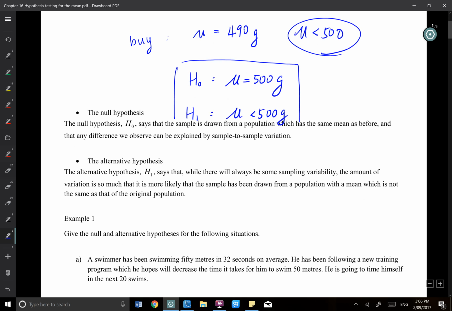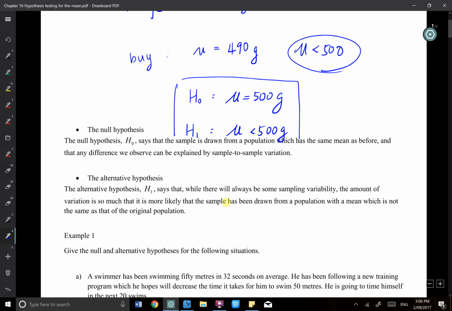So it's called the Null Hypothesis, the H0. The sample is drawn from a population, and the population has the true mean, which is the same mean as before. Any difference we observe, for example this 490, is explained as sample to sample variation. It's just your bad luck. You just get all the ones with a smaller weight. That's variance between samples, but your mu can still be 500.